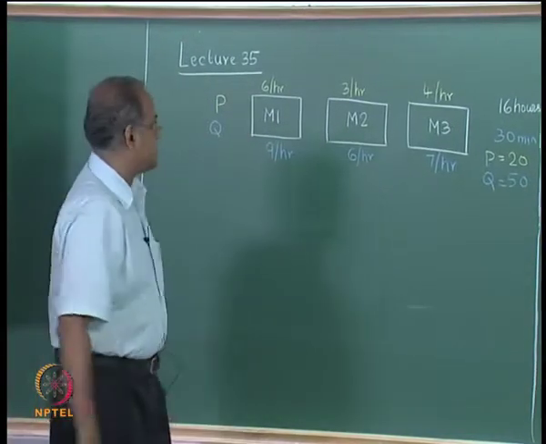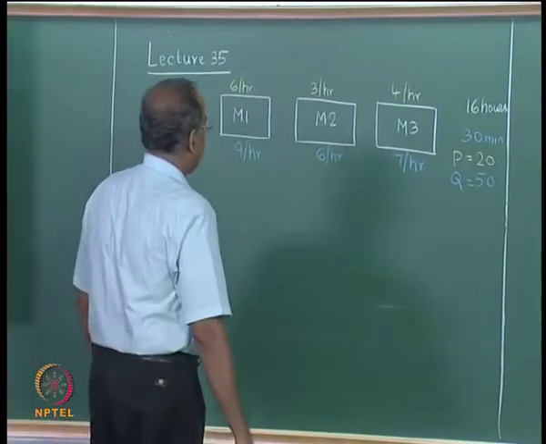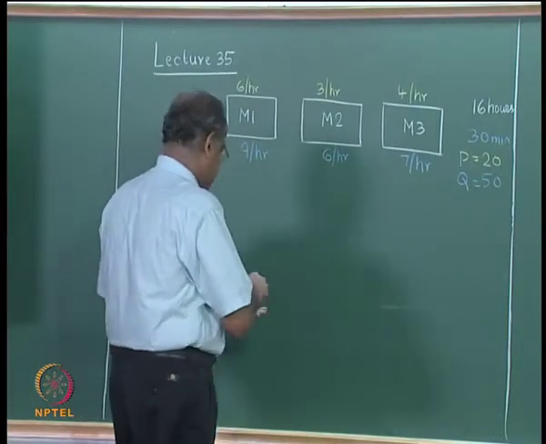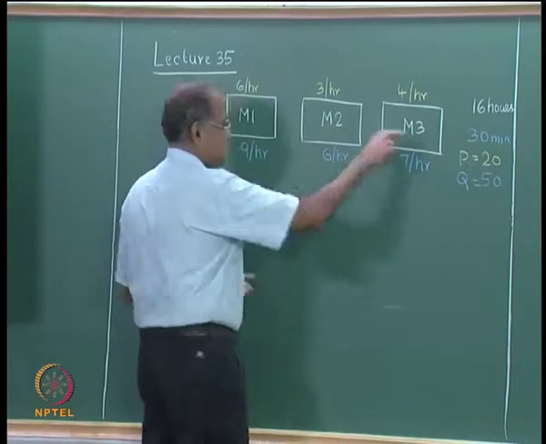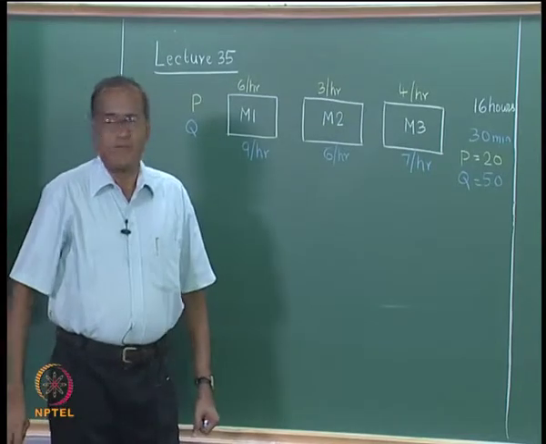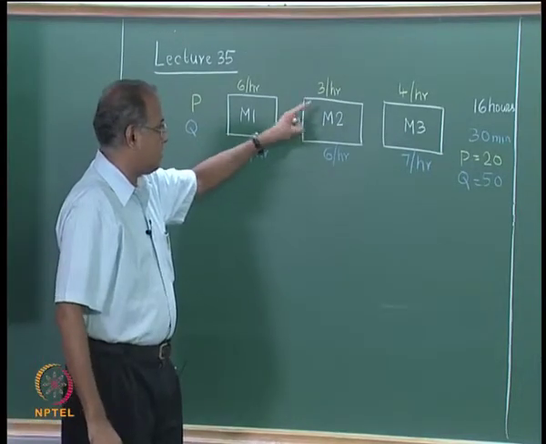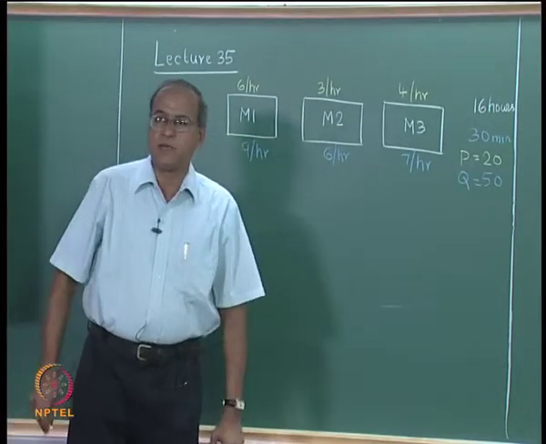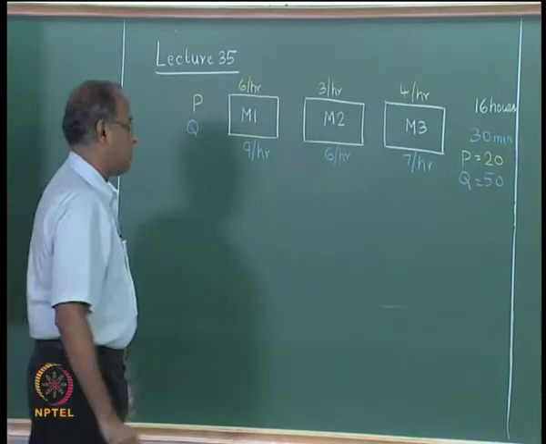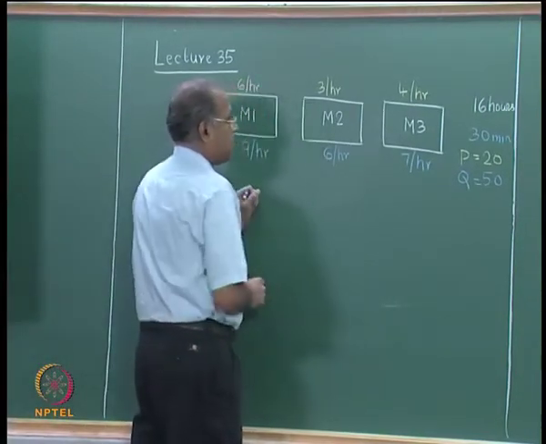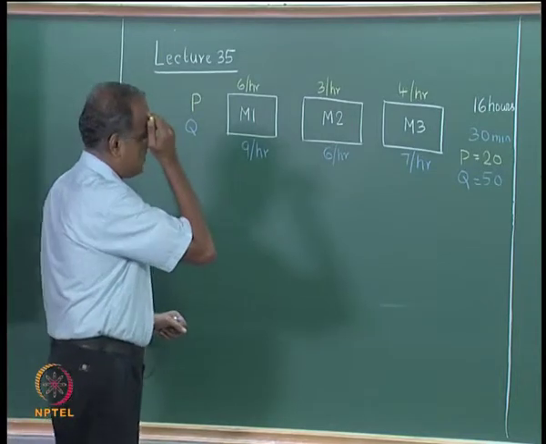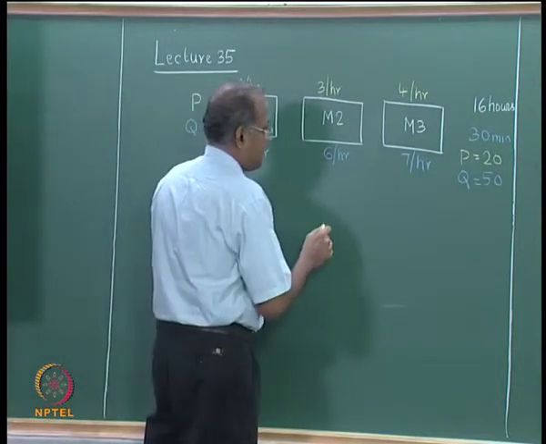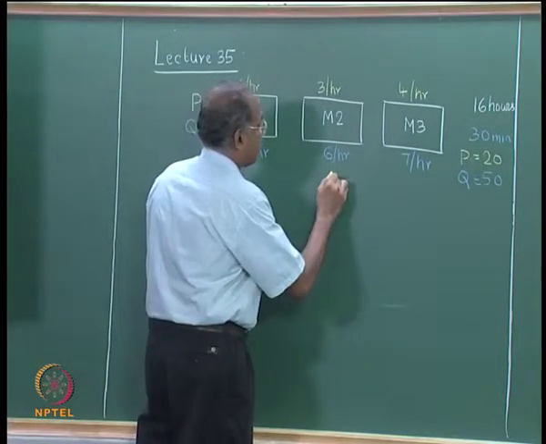Now we go back and check that if we produce P, then how much time do we need on M2. M2 can produce at 3 per hour. So the time to produce 20 pieces at 3 pieces per hour is 20 by 3.